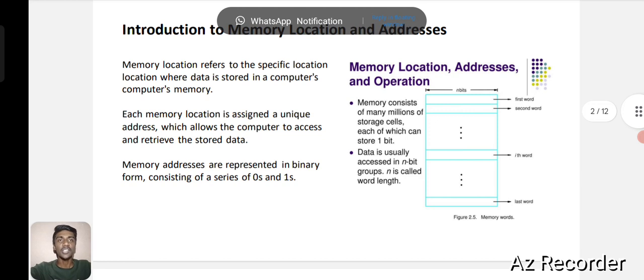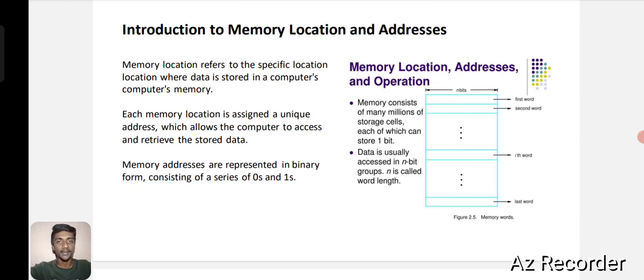The first slide is an introduction to memory location and address. The memory location refers to the specific location where data is stored in a computer's memory, and each memory location is assigned a unique address, which allows the computer to access and retrieve the stored data. Memory addresses are represented in binary form, consisting of a series of 0s and 1s. In the given picture, we can see the memory location, address and operation.